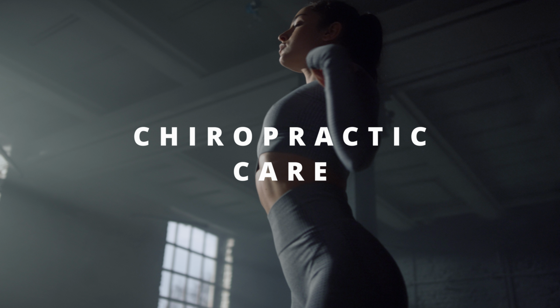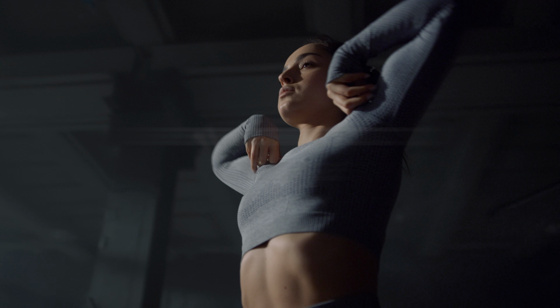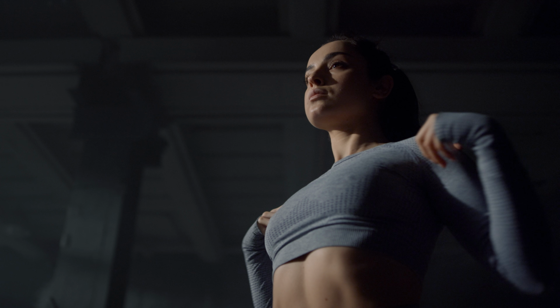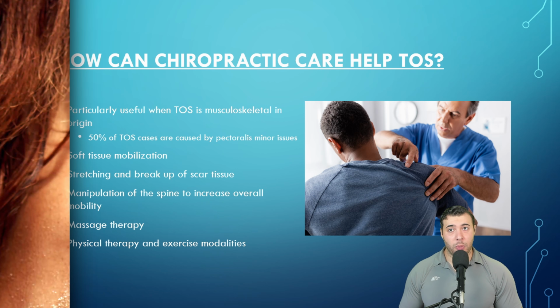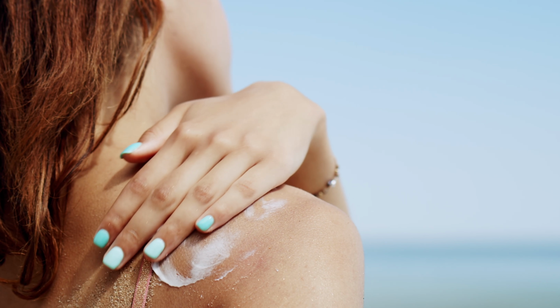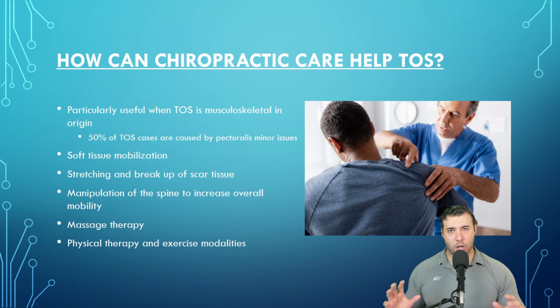Chiropractic care is particularly useful when TOS is musculoskeletal in origin. Now, if we refer back to what we said before, from the literature that we found, over 50% of cases of TOS are caused by pectoralis minor issues. Some of the treatment modalities available for this are soft tissue mobilization, stretching and breakup of the scar tissue, manipulation of the spine to increase overall mobility, massage therapy, physical therapy, and even exercise modalities to allow for increased range of motion and lower that compression of the brachial plexus.